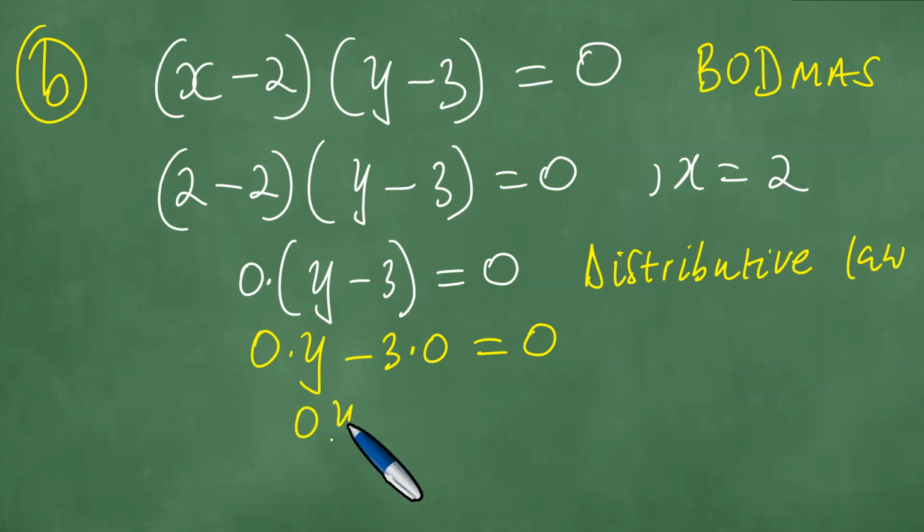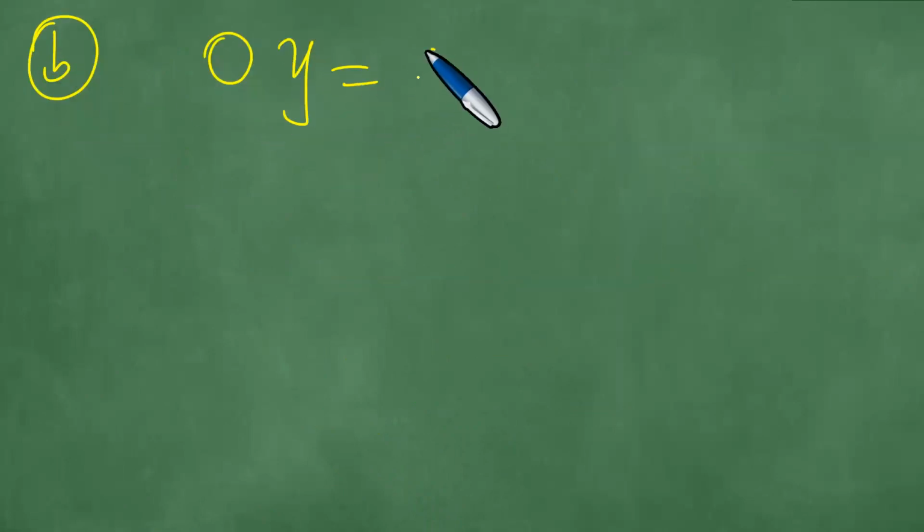So we have 0y equals, what is minus 3 times 0? Minus 3 times 0 is 0. So this becomes 0. You can move the 0 to the other side, but it's not going to change anything. And that gives us this. So in part B, we have 0y equals 0. Then what is y out of this?